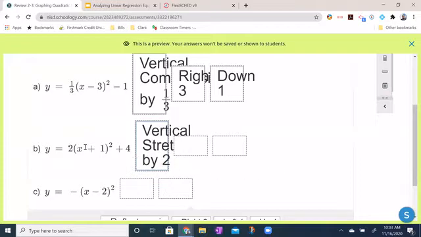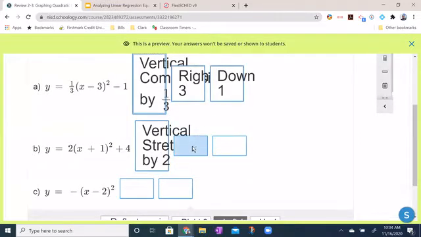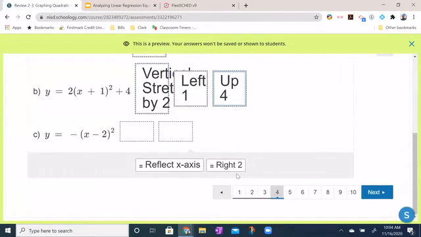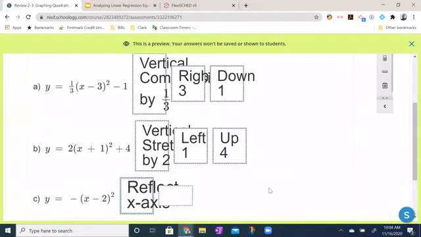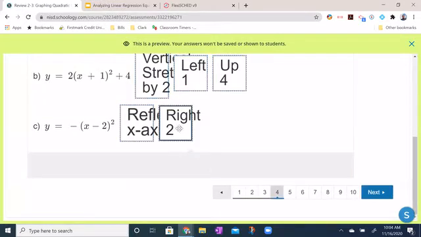Boom. All right, again, in the parentheses, the +1, change it to a -1. That means it moves left 1 unit. All right, then the 4 outside the parentheses, up 4. All right, and then we're left with the final 2. So remember, the negative in front, that is the reflection on the x-axis. And then the 2 inside the parentheses, change it to a +2, which means it goes to the right 2 units.